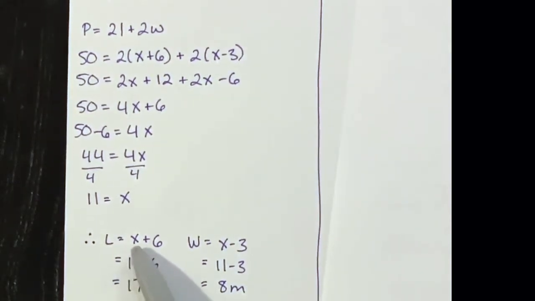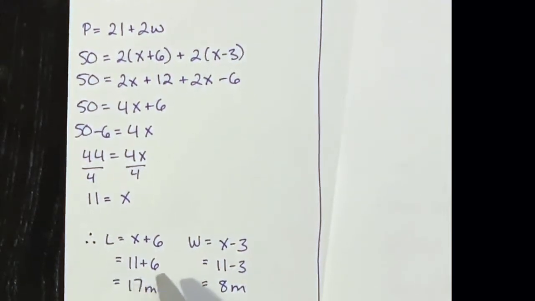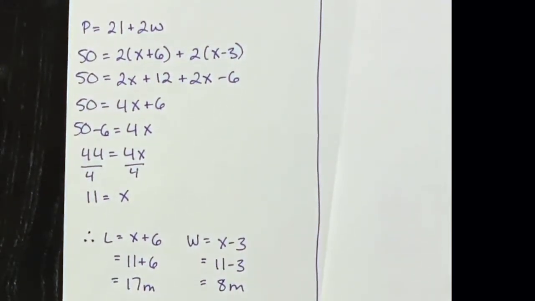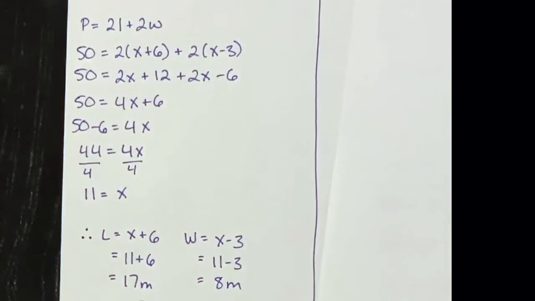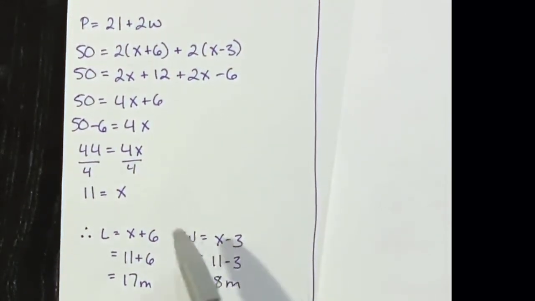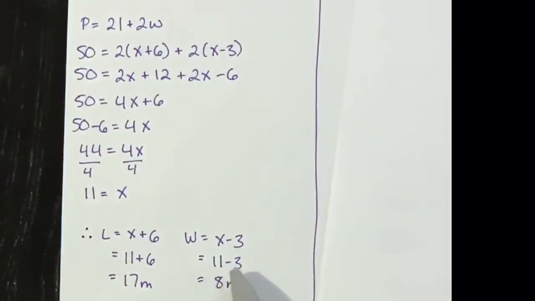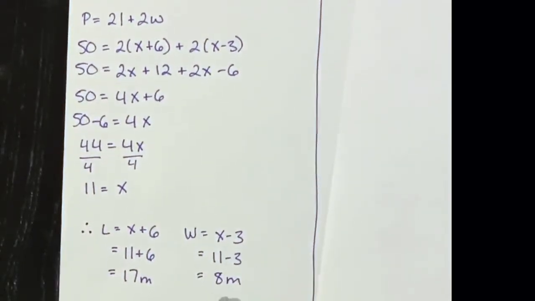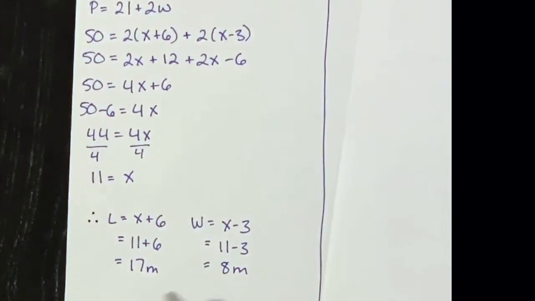So I'm going to go back and plug it in for my length and width. So if I have x plus 6, but x is 11, 11 plus 6 equals 17 meters, right? It told us that the measurement was in meters. What's my width? X minus 3, well, x is 11. So 11 minus 3 is 8. So 8 meters. So these are my two measurements.